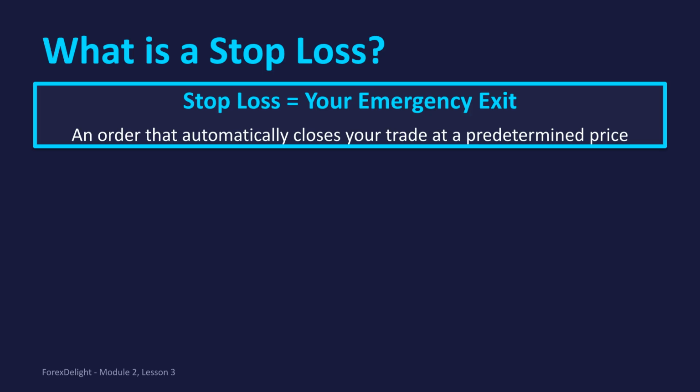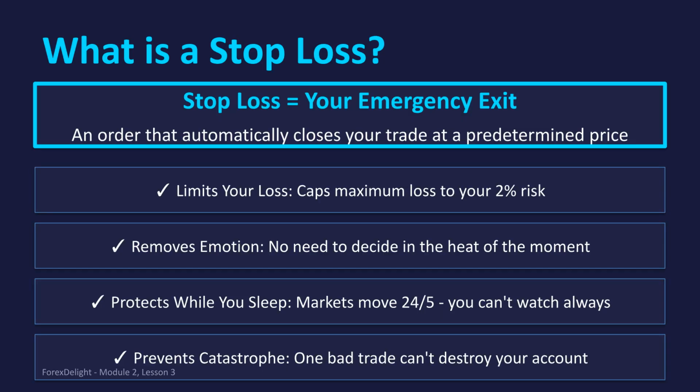First, what is a stop-loss? Think of it as your emergency exit. It is an order that automatically closes your trade when a predetermined price is reached. A stop-loss limits your potential loss to your 2% risk rule, removes emotional decision-making, and protects your capital while you sleep. Most importantly, it prevents a single bad trade from destroying your entire account.